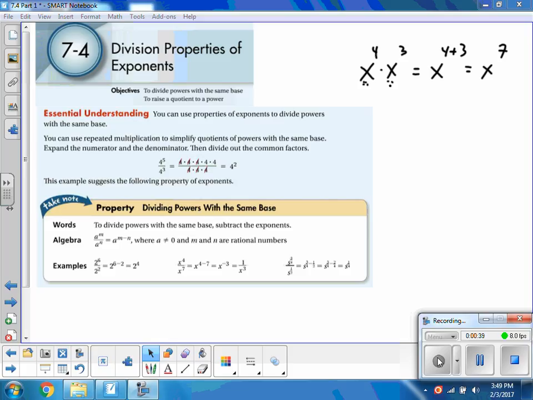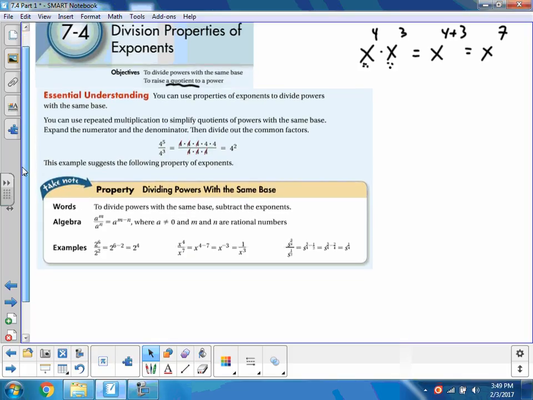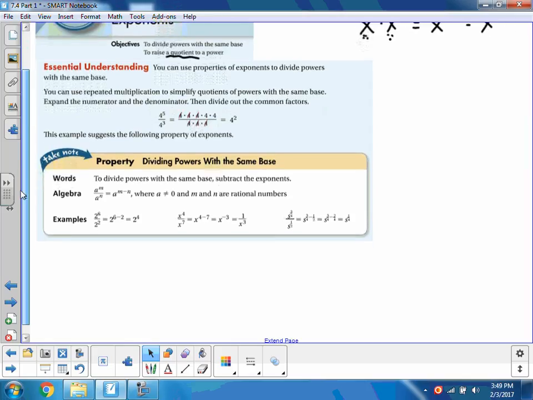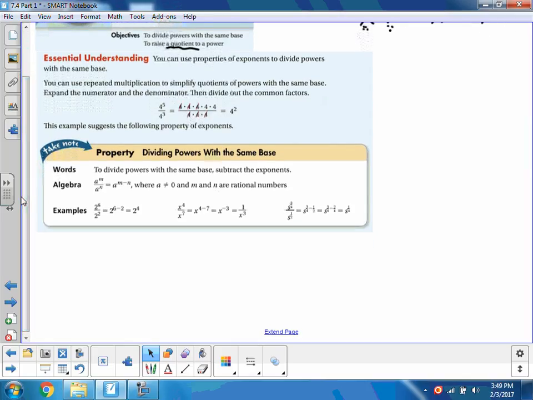So just like there's a product rule, there's also a quotient rule that happens when we raise a quotient to a certain power. What we're trying to do is figure out our quotient rule. Well, 4 to the fifth power is 4 times 4 times 4 times 4 times 4, and 4 to the third power is 4 times 4 times 4.